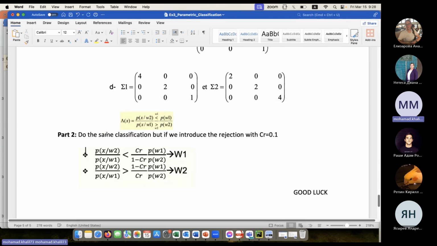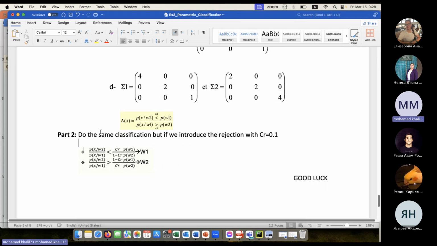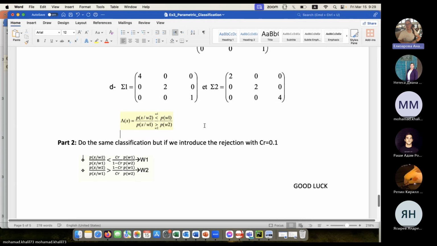Look. For this part, you have to use this part. For part 2, you have to use this, and for part 1, you have to use this. For this one, when you don't have any CR, but if you have CR, you have two equations. You understand? Yes. It's not hard. Great.